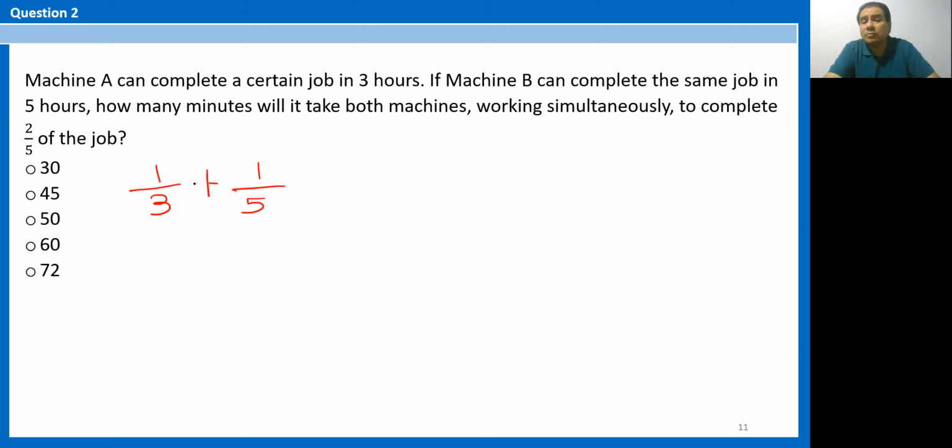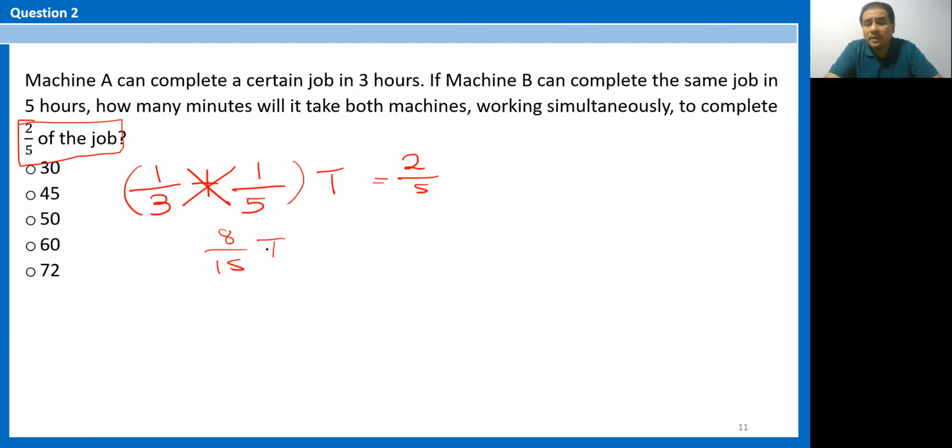So if we add the rates and multiply by the time they work together simultaneously, I can get the total work they're expected to do, which would be 2/5 of the job. So let's do the math. The sum of this is 8 over 15, multiplied by t. So we can just simplify here: 5, here you get 3, 2, you get 4.